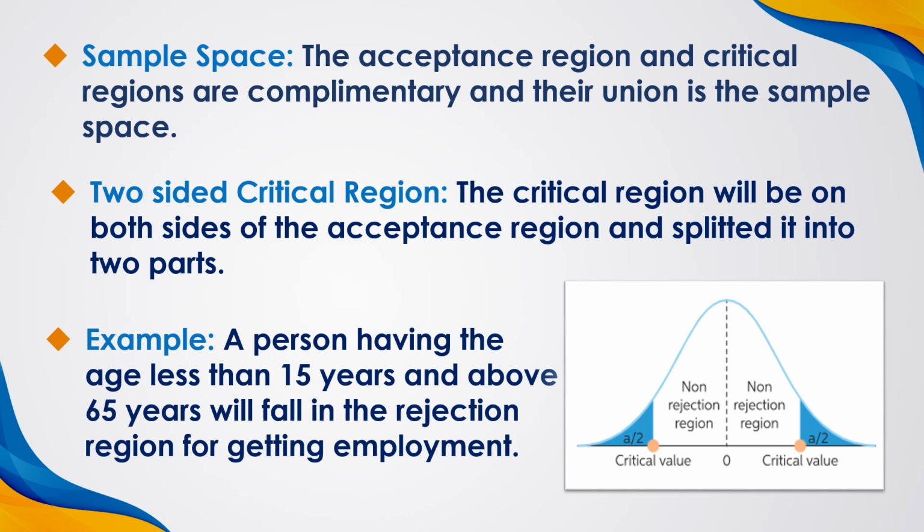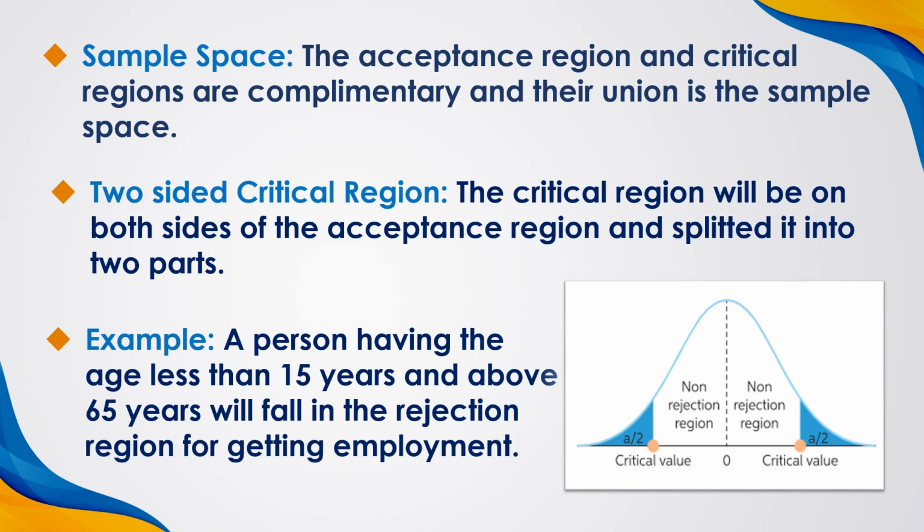If you see that you are less than 18 years, you cannot be considered for any employment. If you are above 65 years, you cannot be considered for any employment. Here, the sample age, if it falls below 18 or above 65, comes under the critical region. So there the critical region is on both sides.